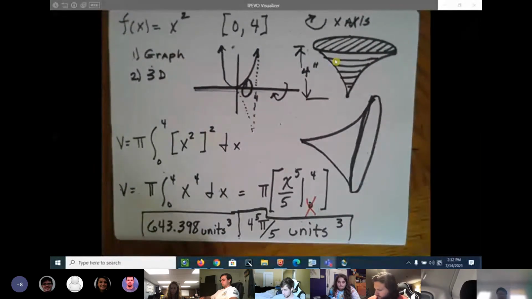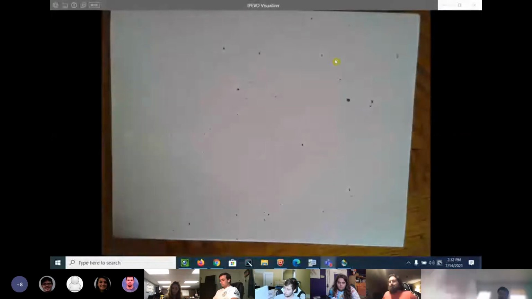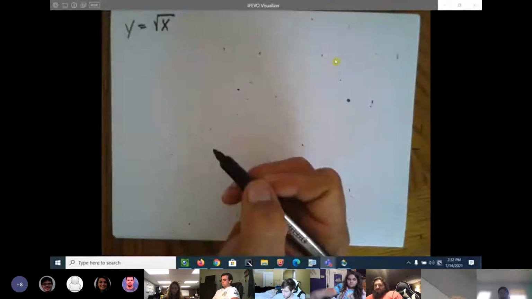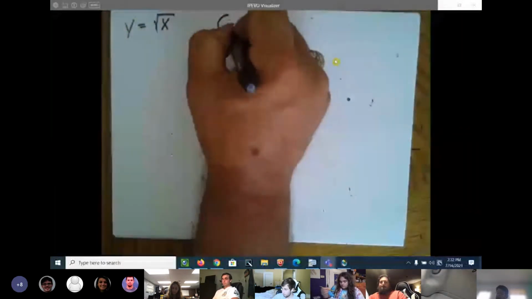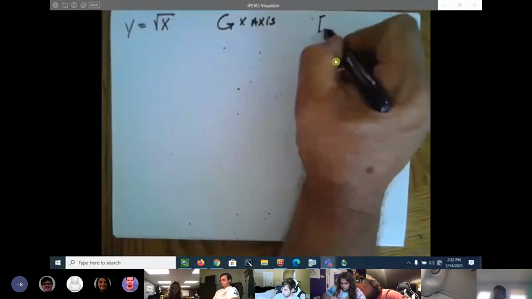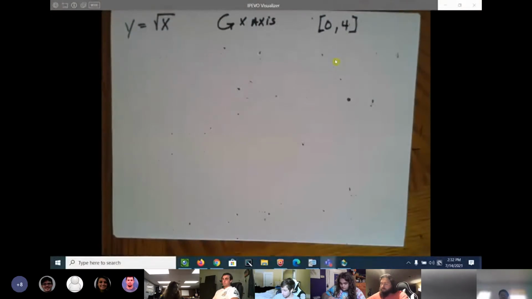All right, so let's do another one. Let me find another one around the x-axis. Let's do the opposite. I'm going to let y'all do this one. Y is equal to the square root of x, around the x-axis, and from 0 to 4. All right, do it. I want you to draw it, set it up, and give me the volume.